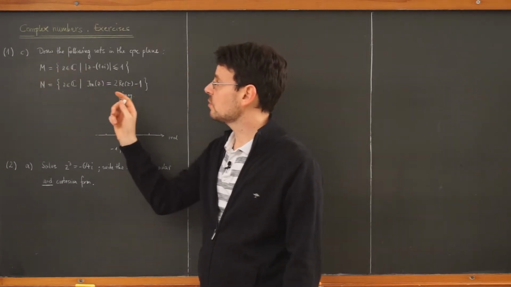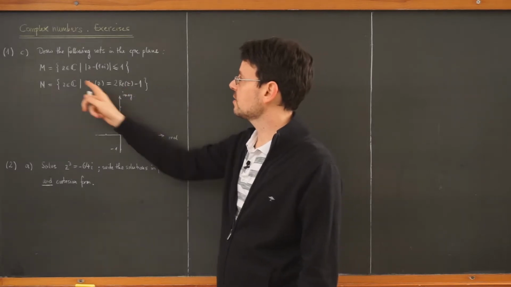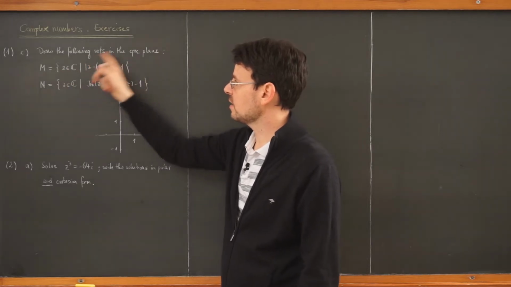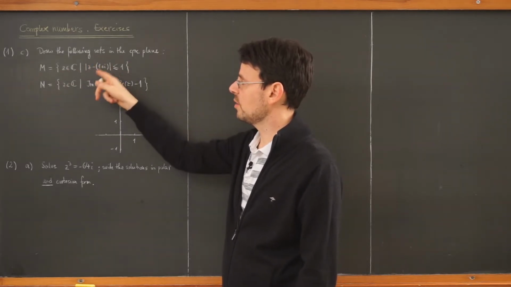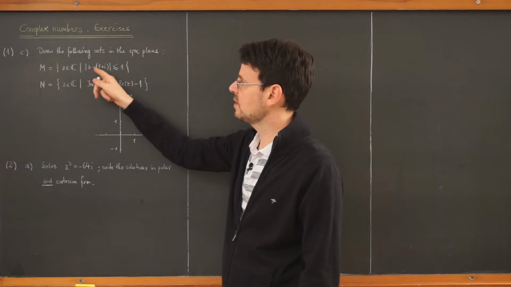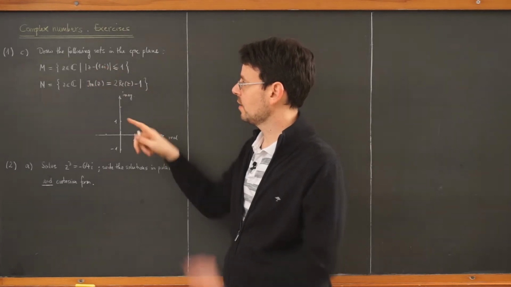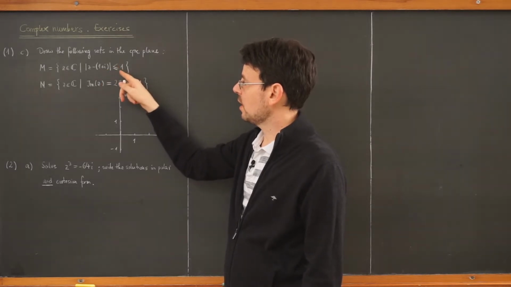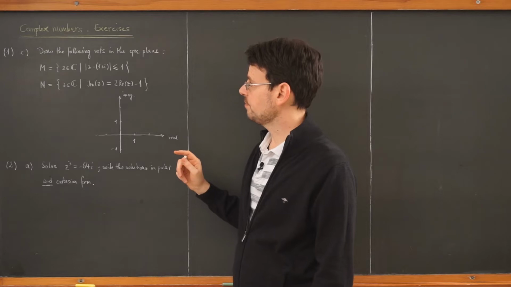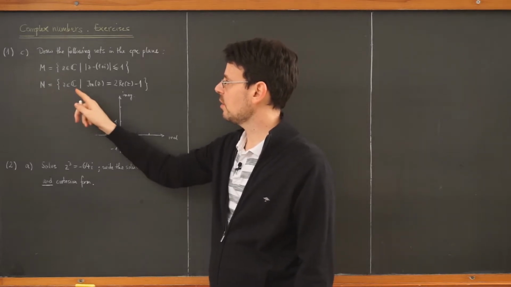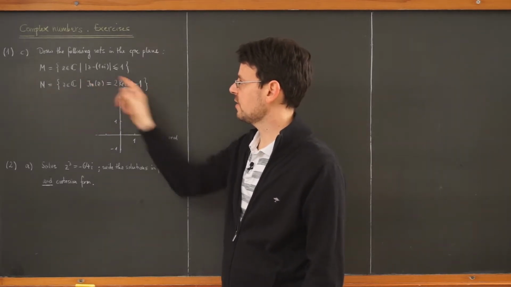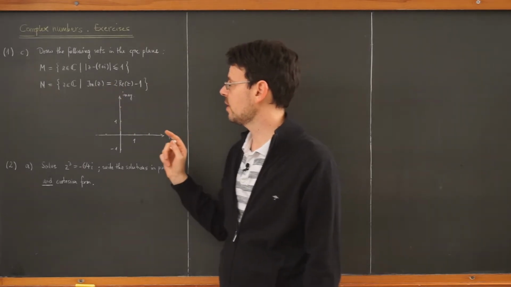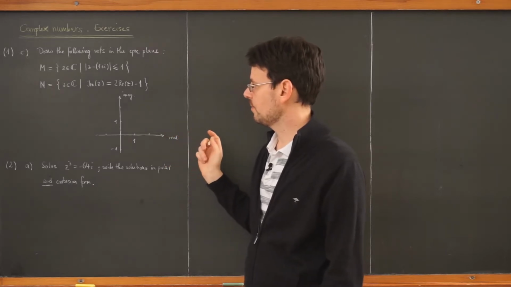So you're supposed to draw the following sets in the complex plane. The set M is given by all complex numbers that satisfy this inequality, the modulus or absolute value of z minus (1 plus i) is less than or equal to 1. And the set N is given by all the complex numbers that satisfy this equation: the imaginary part of z is 2 times the real part of z minus 1.